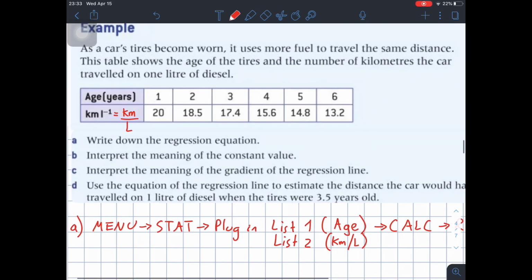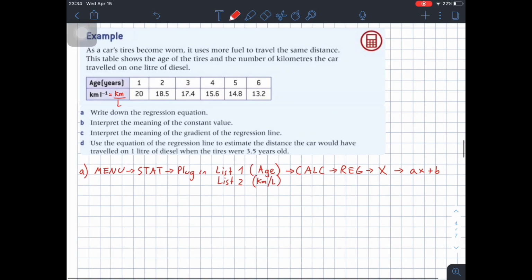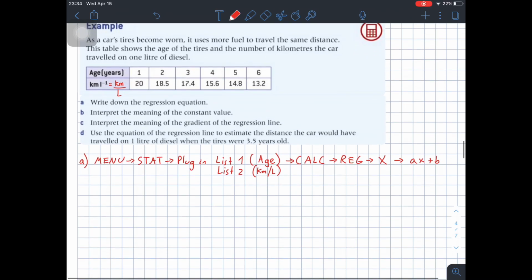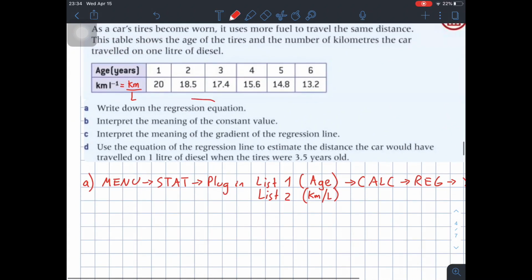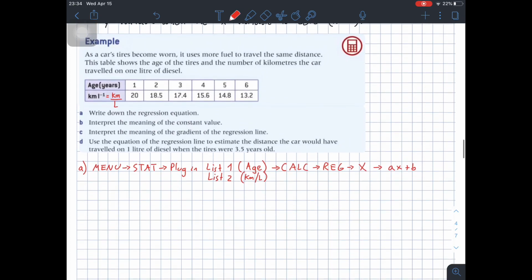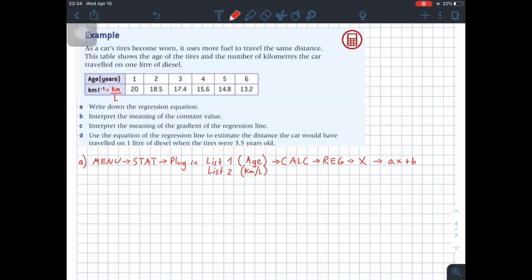So you see that as time passes, what happens to the distance covered per liter? It goes decreasing, right? Which is logical. The more worn the tire is, the less it will travel per liter consumed, okay? So that's completely logical. So part A says, write down the regression equation. So finally, I'm going to show you how to calculate this using your calculator.